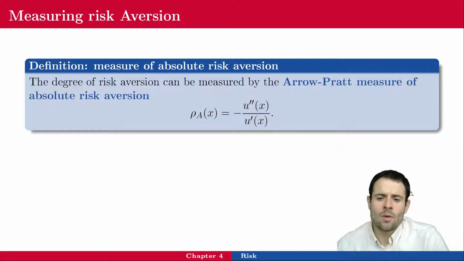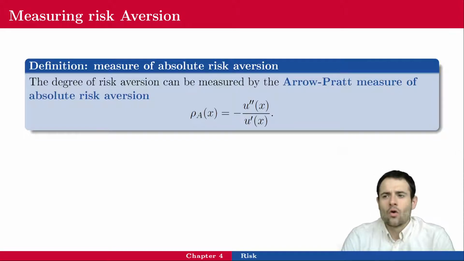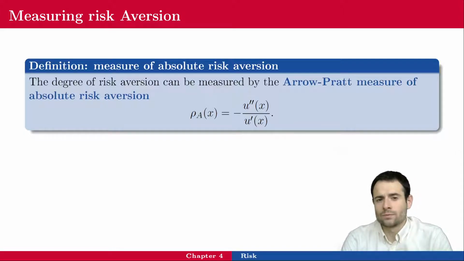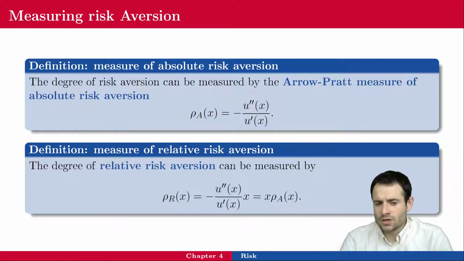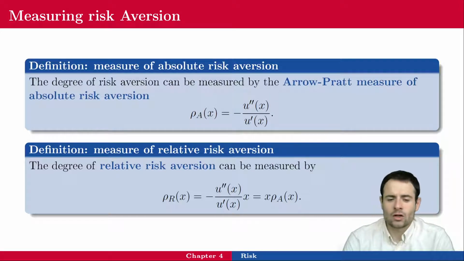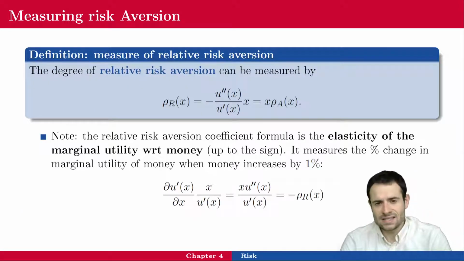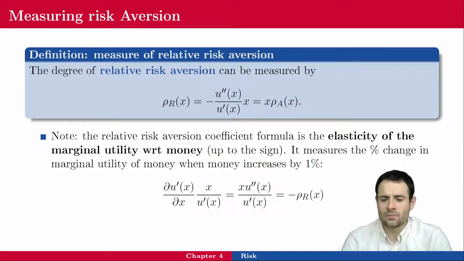We then came up with a measure of how risk averse one individual is compared to another individual. Two individuals could be risk averse, but the coefficient of risk aversion is going to tell us which one is more risk averse. The relative risk aversion is another measure that corresponds to the elasticity of the marginal utility with respect to money. So it's a percentage. It measures the percentage change in marginal utility when money increases by 1%.